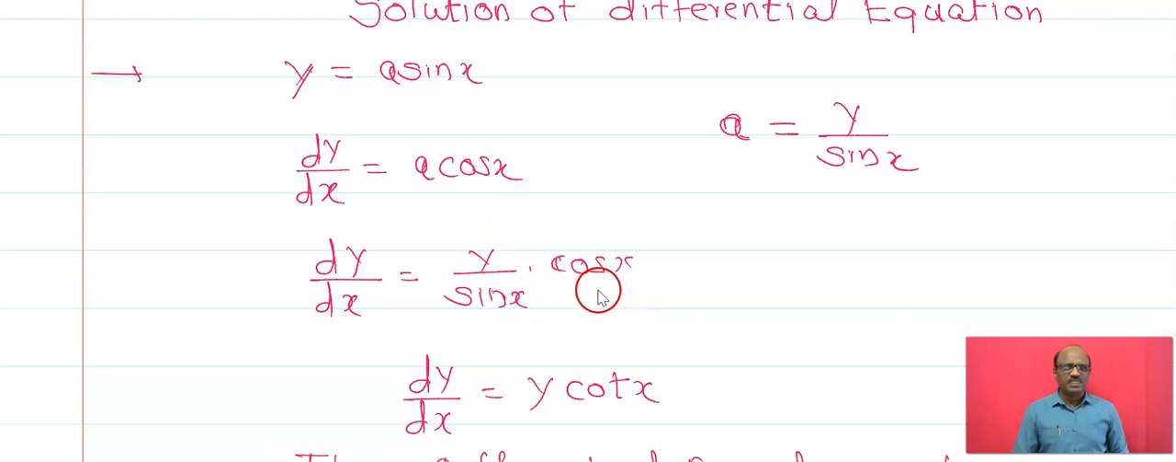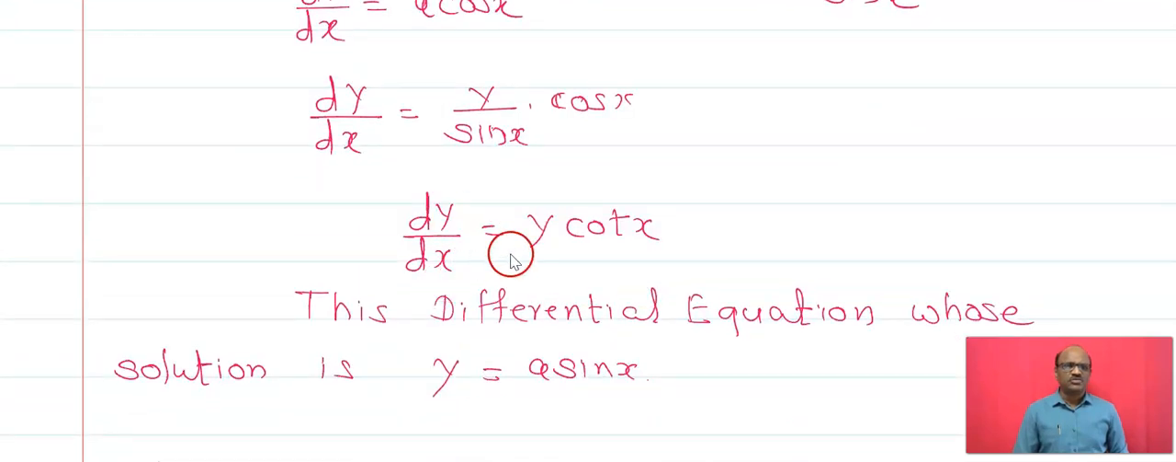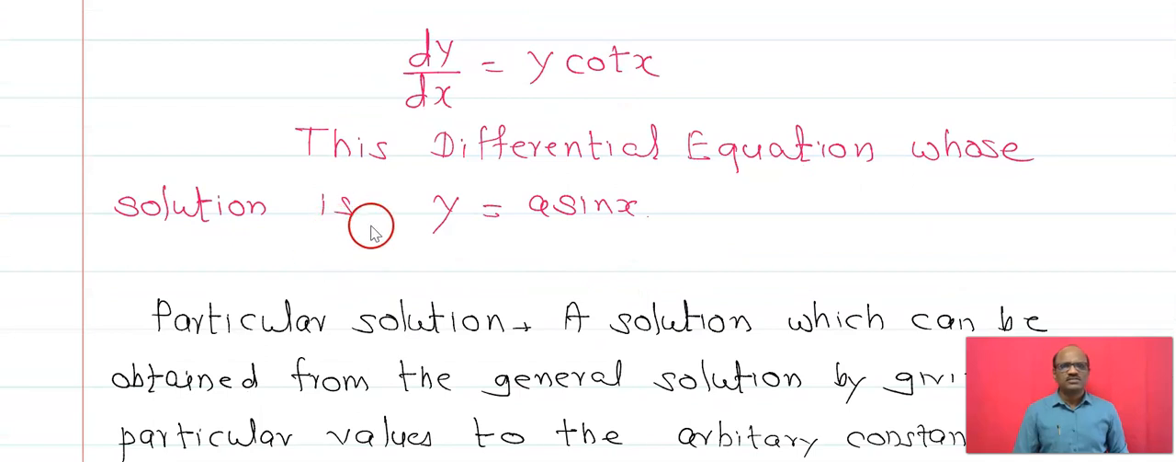And therefore, this y upon sin x into cos x is y times cos x upon sin x, that will become cot x. Therefore, dy by dx is equal to y cot x. This is the differential equation whose solution is y is equal to a sin x.